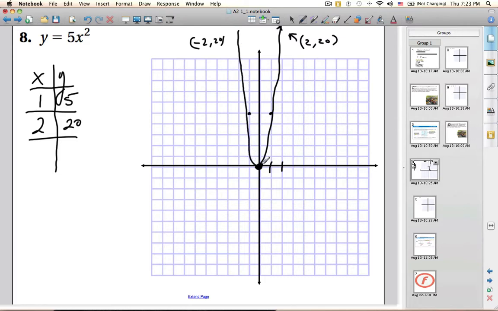But you can also see that if I were to choose those points, -1 and -2, right? This is -1, 5, and this is 1, 5. So you'll notice that the inputs are the same distance from the axis of symmetry, and the outputs are the same. So if I plug -1 into this root form, -1 squared is 1 times 5 is also 5, and -2 squared is 4 times 5 is 20.